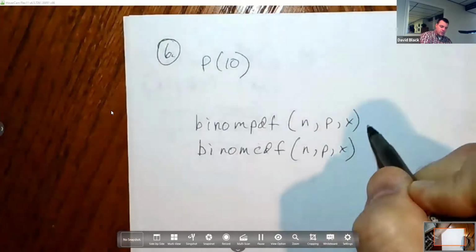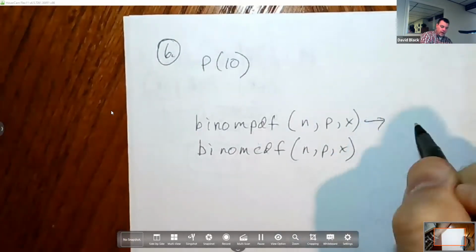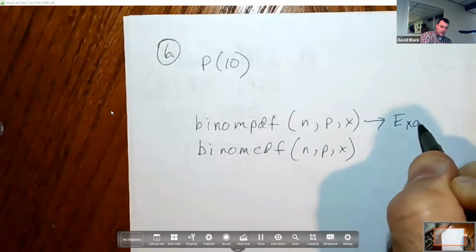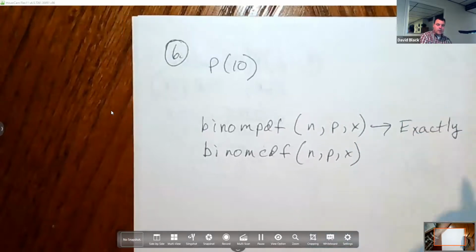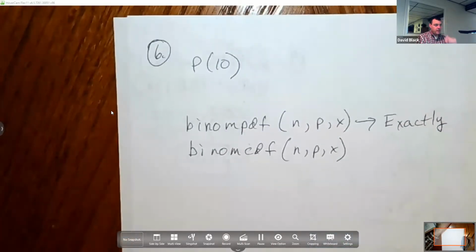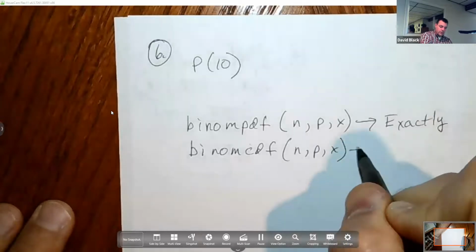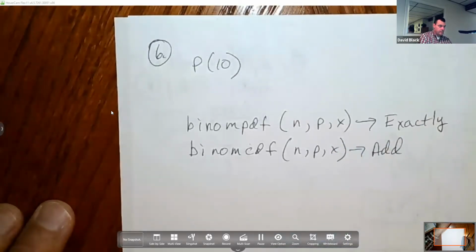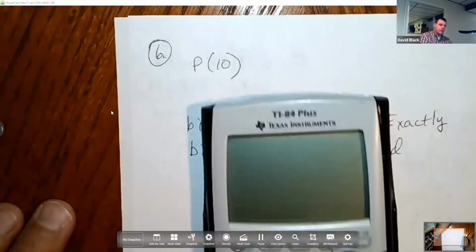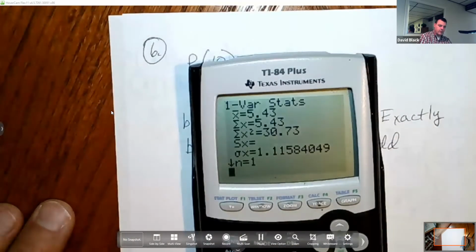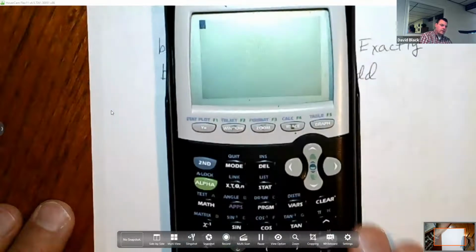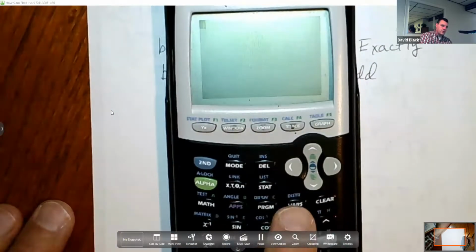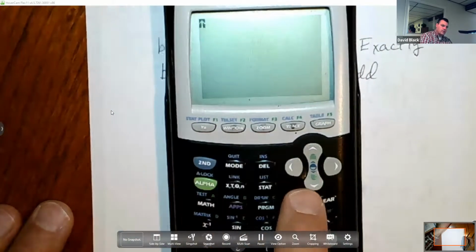So use this one when you're looking for the probability of exactly one value. Use this one when you want to add that value plus all the previous values. So here on this problem, we're going to binom PDF. Don't forget that that's in the distribution menu. So second distribution.